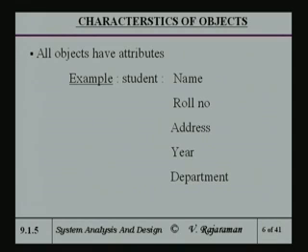All objects have attributes, just like entities have attributes. Object itself is a kind of an entity, you might say, and it's got attributes like a student has a name, roll number, year of admission, department. There will be other attributes also, like if you are a hostel resident, hostel number, and local guardian, and so on. So the number of attributes of an object depends upon the application to which you want to put it.